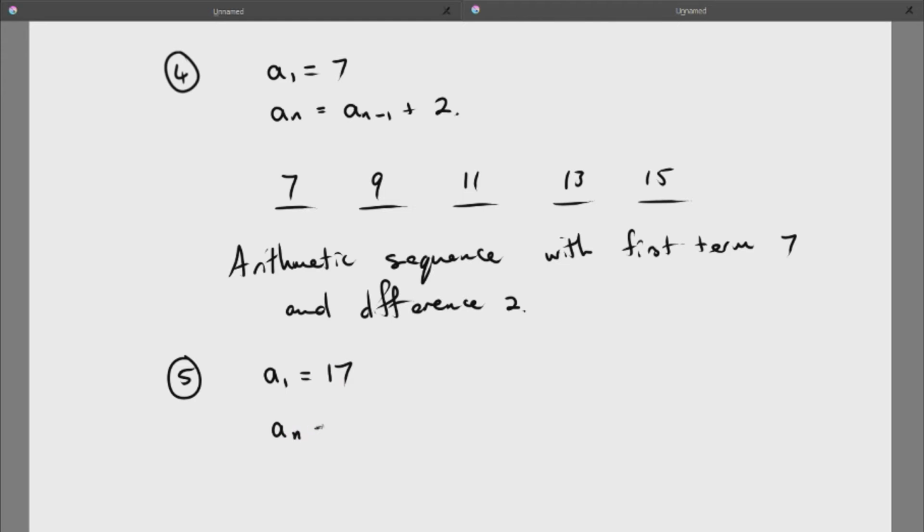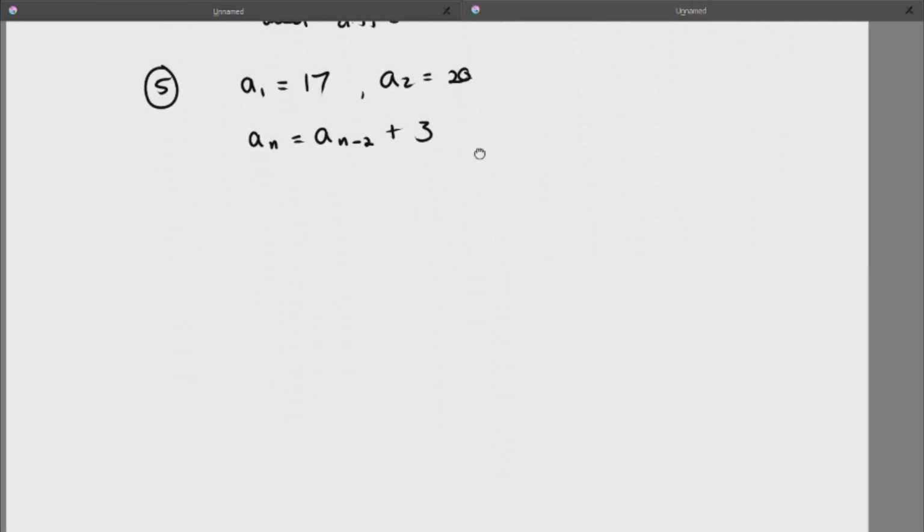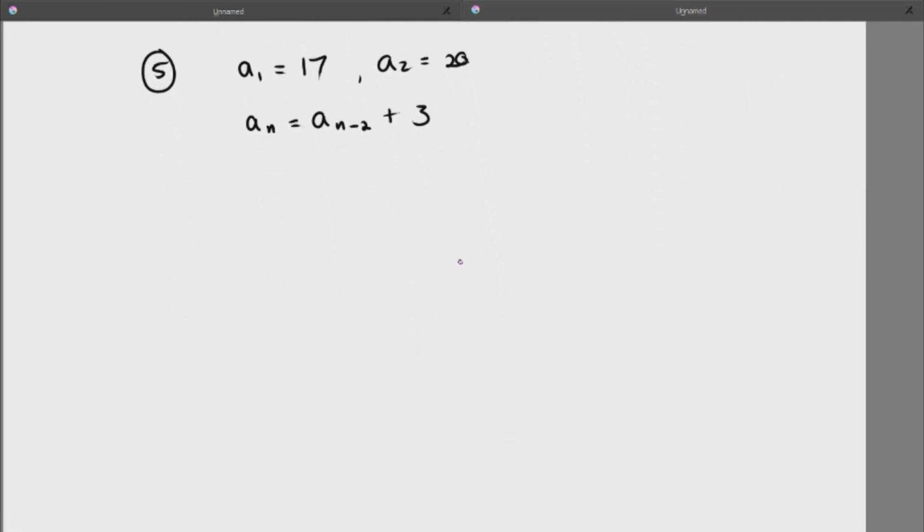Let's go, an is an minus 2 plus 3. Actually, I need an a2 here as well. Let's go 19. Actually, no, let's go 20. There we go. Recursive formula. Good practice to read these formulas anyway.